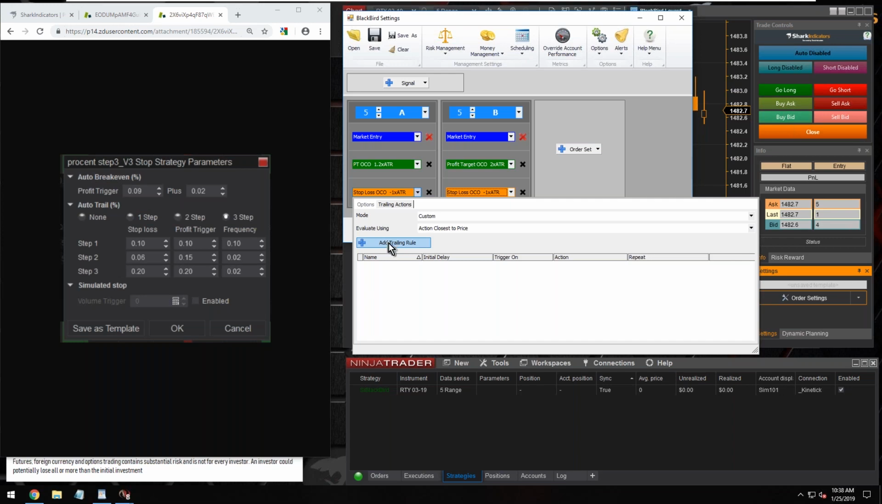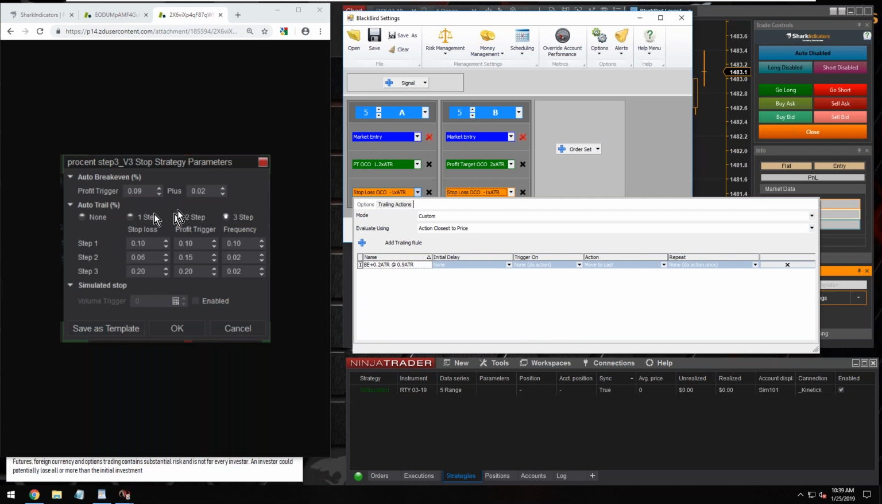So I'm going to add a trailing rule here. Use this button to add a trailing rule. So we're going to add a break even at 0.9 ATR, and it's going to be a break even plus 0.2 ATRs. So at 0.9 ATRs of profit. So there you go. Of course, you can come up with your own naming convention there, but that's typically what I'll use.